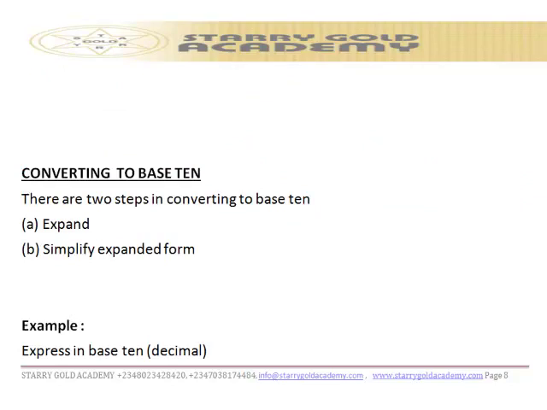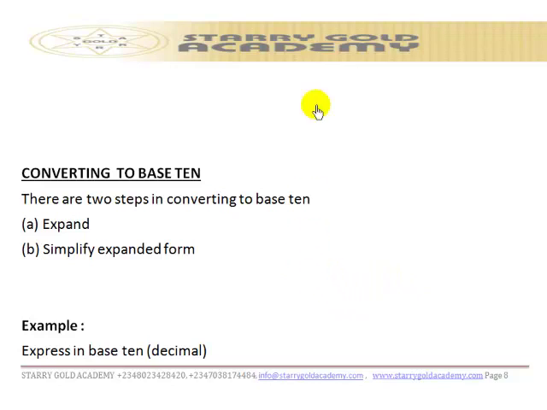So let's talk about converting to base 10. How do you convert a number to base 10? There are 2 steps in converting to base 10. Just 2 steps. The first one is expand the number, like we have learned before. We just finished learning expansion. Now after expanding the number, you simplify what you have expanded. That way you'll be able to convert to base 10. Base 10 is a normal natural number.